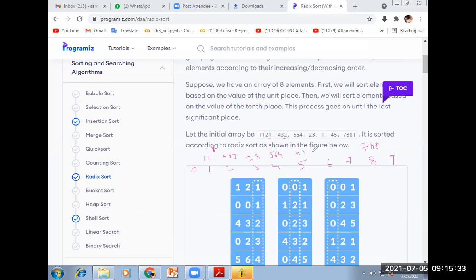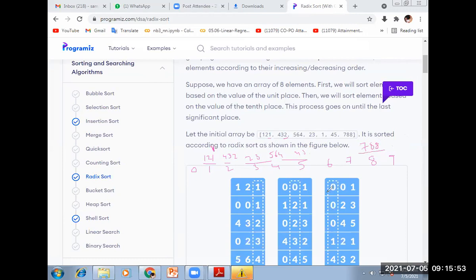Next, after storing this, we consider these in ascending order. In this order only, we write these elements. So that is 121 and 432. Just write this in this order.